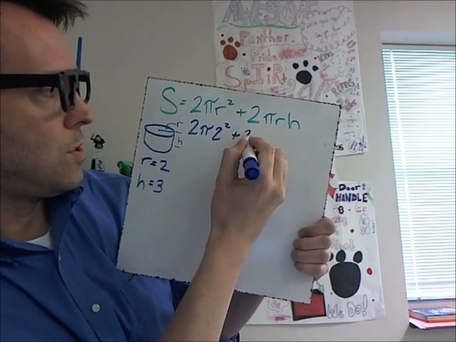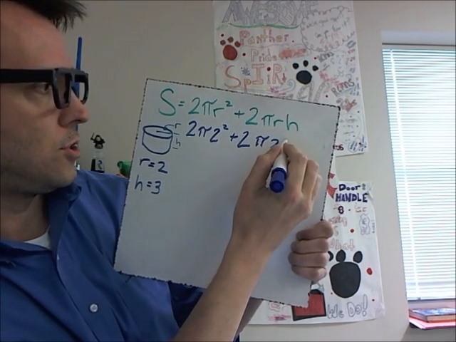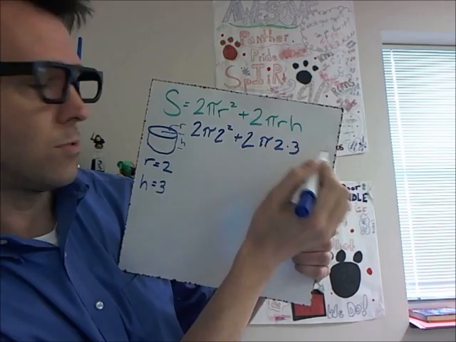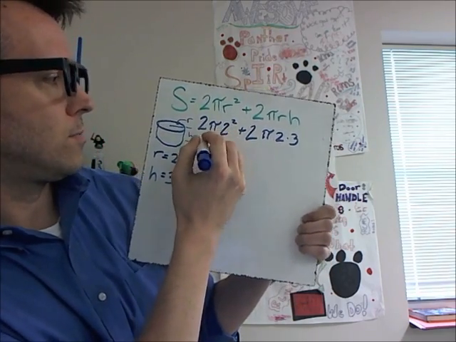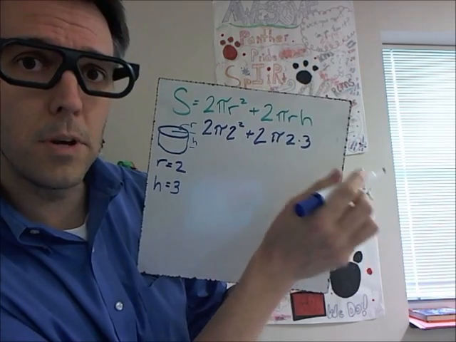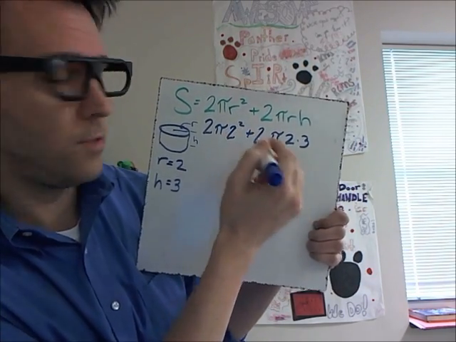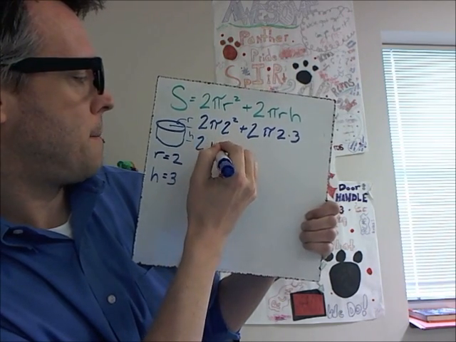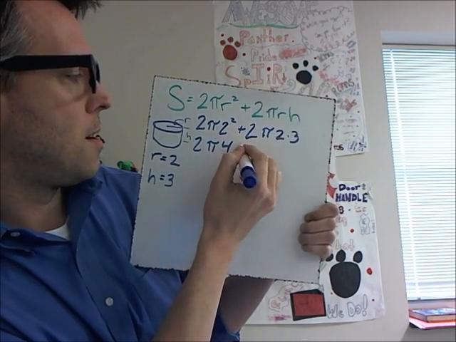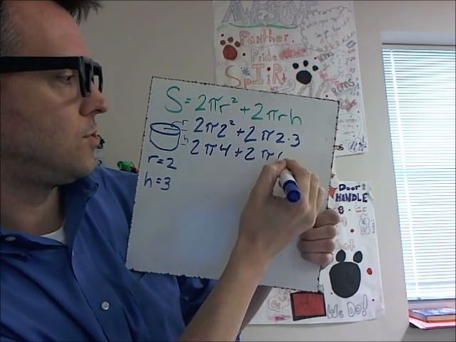So, 2 pi, what's my r? That's 2. And what's my h? 3. So we're multiplying. We're going to do this problem now, and of course we use PEMDAS: parentheses, exponents, and so on. There's no parentheses, but there is an exponent, so 2 squared is what we do first. That's 2 pi, 2 squared is 4, plus 2 pi, and 2 times 3 is 6.